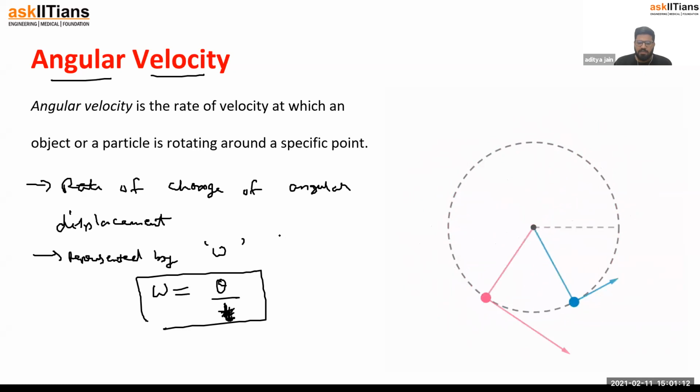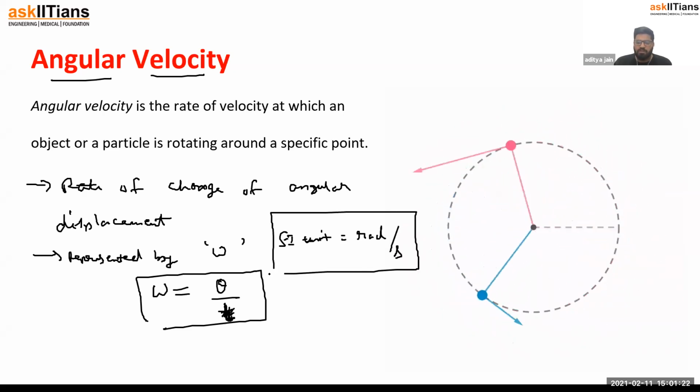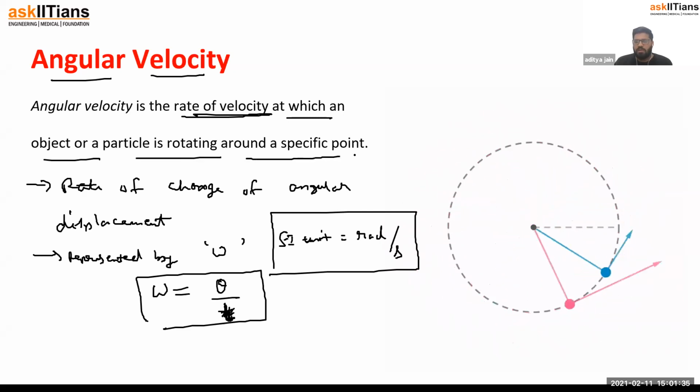So what should be the SI unit of angular velocity from the formula? What is the SI unit of angle? It is radian. What is the SI unit of time? It is second. So the SI unit of angular velocity omega is radians per second. Okay. So what is the actual definition? Angular velocity is the rate at which an object or particle is rotating around a specific point. So basically it is the rate of change of angular displacement, or you can say how fast a particle is moving around a circular path.